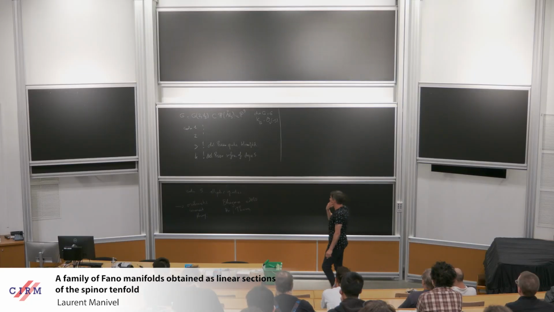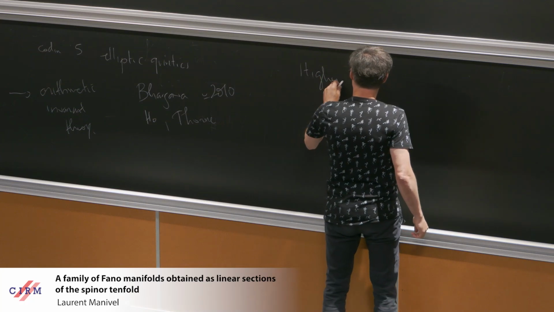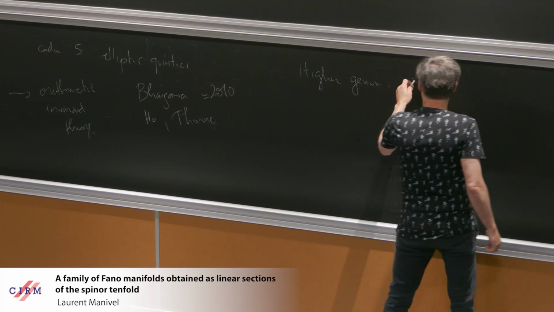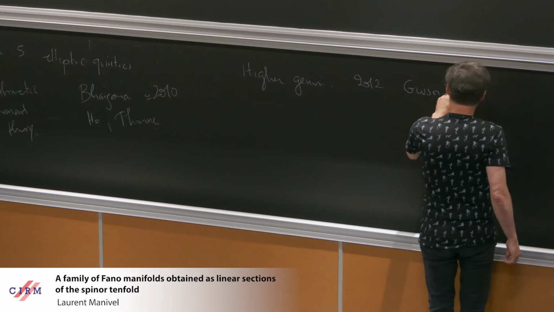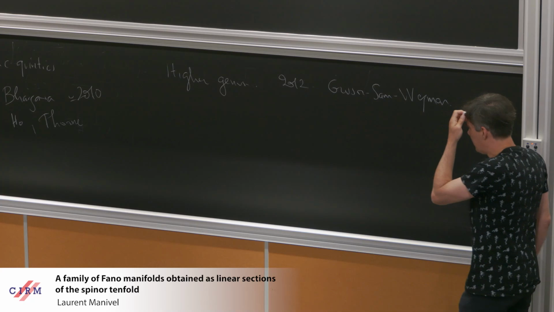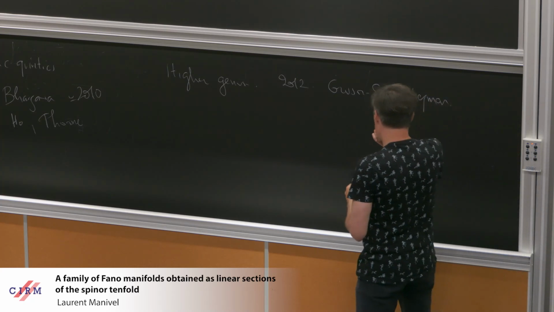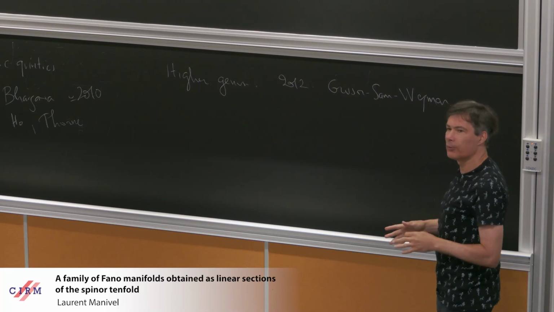And what people also realized at the time was that there are some cases, some special representations, which have a nice connection with curves of a higher genus. And there was a nice paper in 2012 by Gruson, Sam, and Wyman, where they studied that a little bit. And then we realized that the geometry of this representation is extremely rich.